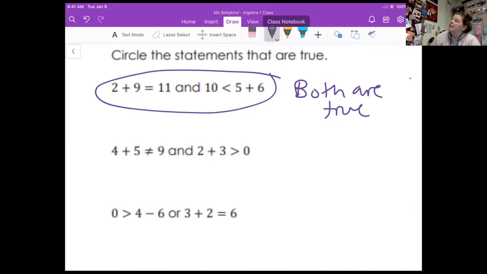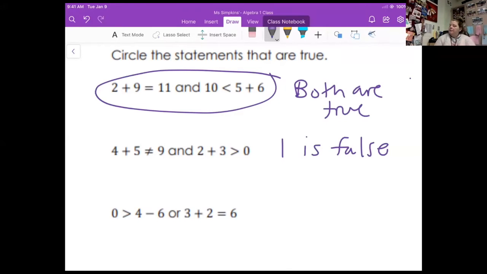The next one says 4 plus 5 does not equal 9. That's false. But what about 2 plus 3 greater than 0? That's true. So do we circle it? No, because the word in between says and. That means both of them have to be true. So we can't circle it because one is false.